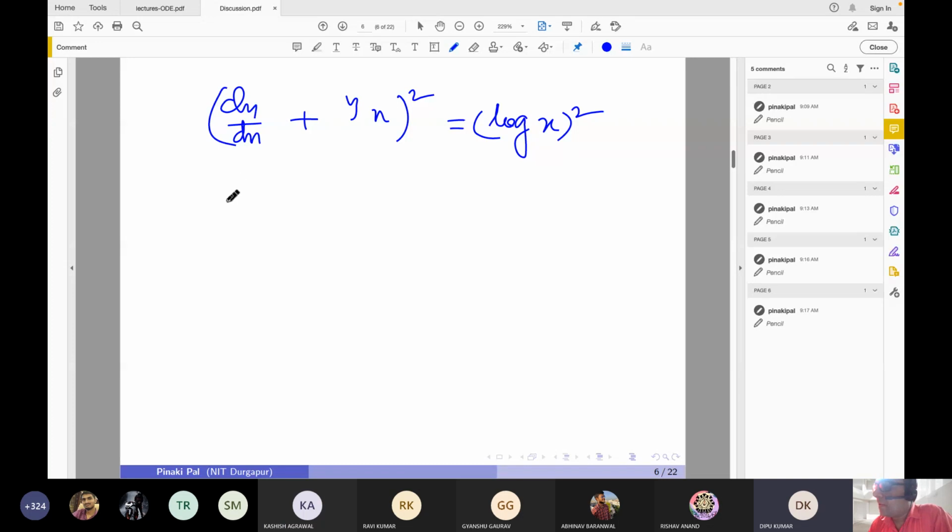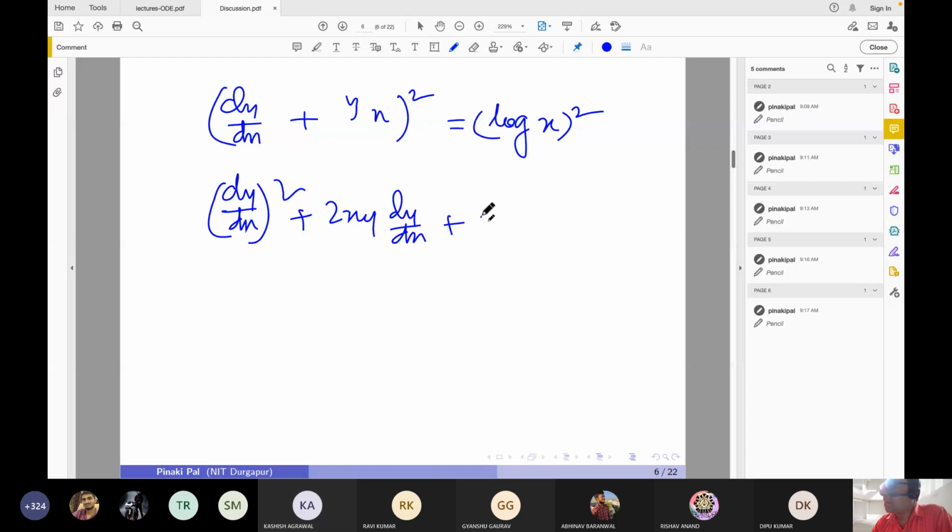Rationalization of power is allowed, so that's why it is 1. Yes, but in this case also there are two possibilities, plus minus log x. So the degree you cannot reduce. You will get (dy/dx)² + 2xy dy/dx + x²y² − (log x)². And if you just take the square root, you will get plus minus, so two factors will be there. So for your f(x, y), you have to take both the factors.